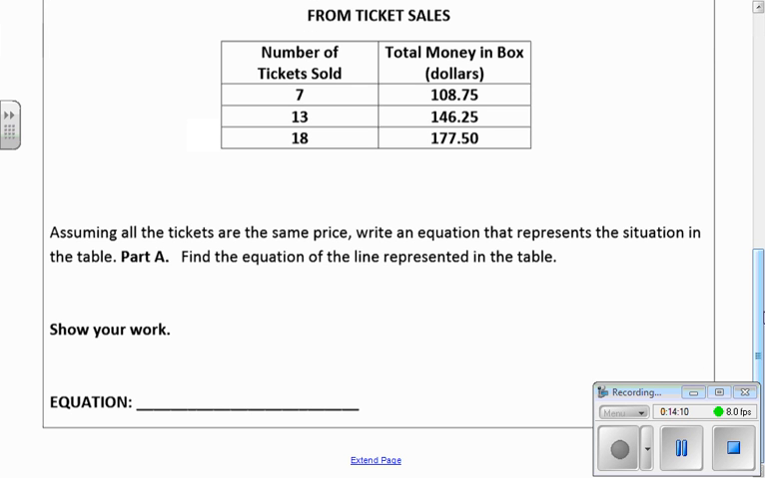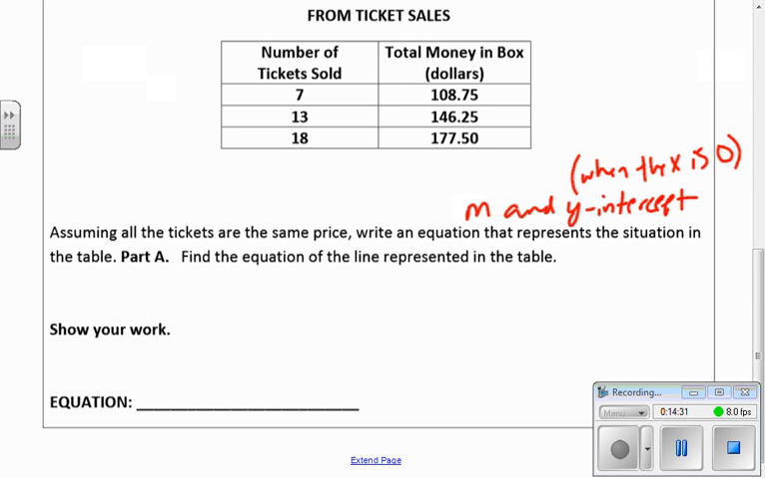Assuming all the tickets are the same price, write an equation. So for an equation, you need two things. You need a slope, and then you need the y-intercept. Unfortunately, there is no y-intercept given to us. I'm looking at the table, and I don't see a y-intercept. Remember that the y-intercept is when the x is 0. They don't give us that. What I can do is figure out the slope.